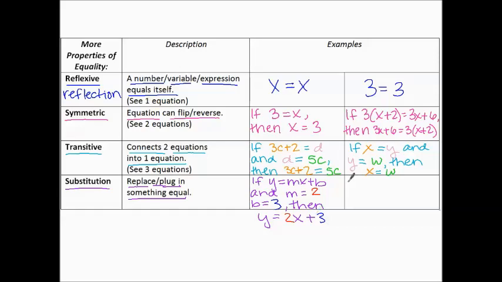Let's look at one last example. If y equals 5x plus 2, and we have y is equal to 8, then we can say that 8 is equal to 5x plus 2. Again, we said that y equals 8, so we replaced y with 8, and our final equation now says 8 equals 5x plus 2. We use that substitution property.